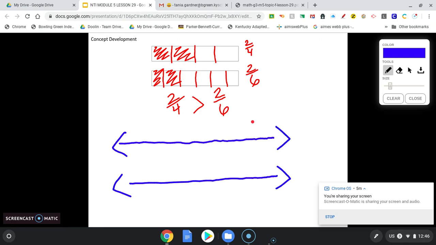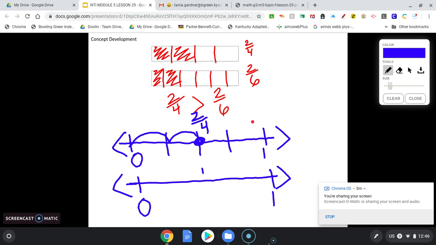And let's see if we get the same results. So 2/4, so let's put our endpoints 0 and 1 on both number lines. This one we have to show 2/4, so we need 4 equal parts. So 1/4, 2/4. So we would show 2/4 right there. And then 2/6, so let's do 6 equal parts. And we have to show 2/6, 1/6, 2/6. So let's plot that there.